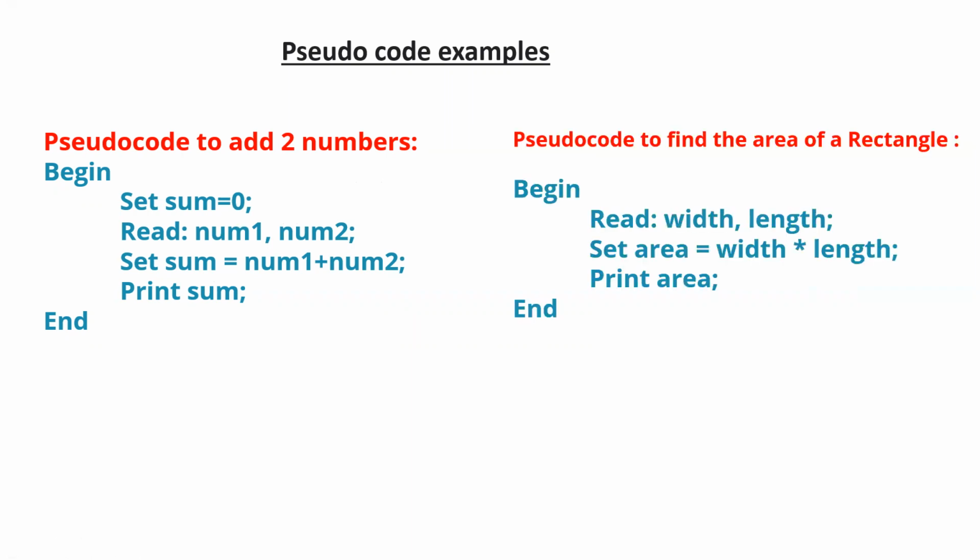Similarly, consider one more example. Pseudocode to find the area of a rectangle. So I use the terminology here: read width and length. After that, set area is equal to width into length, print area.